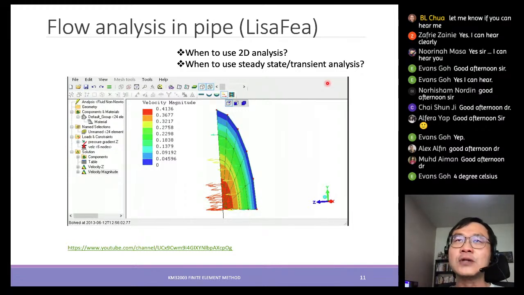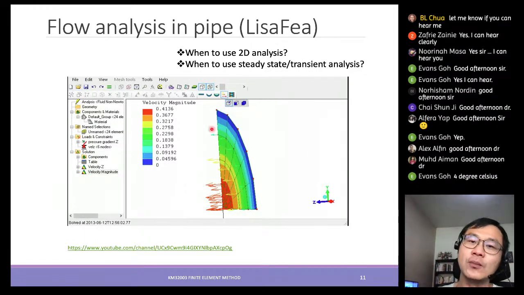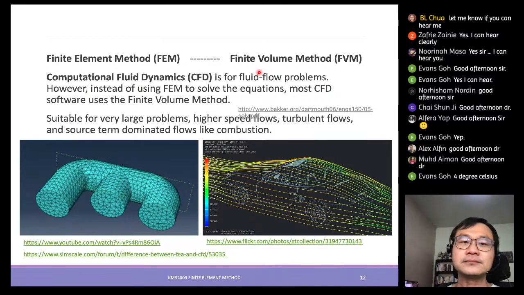So remember, for any analysis that you want to run, think about whether you need to use one-dimensional, two-dimensional or three-dimensional, and second, whether you want to use a steady state or transient analysis. Once you are clear about this, only then do you start to form the finite element model. You draw your model according to whether it is two-dimensional or three-dimensional, then select the type of analysis accordingly and assign all the boundary conditions accordingly, right?